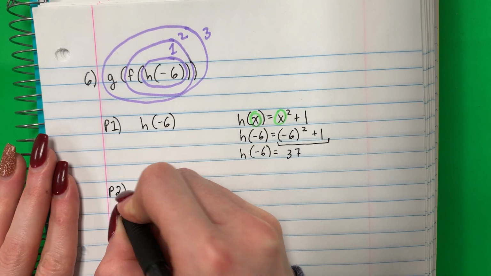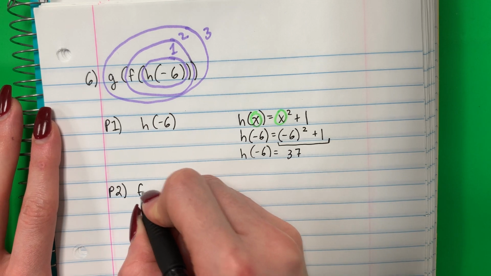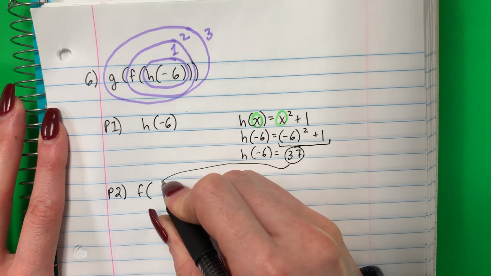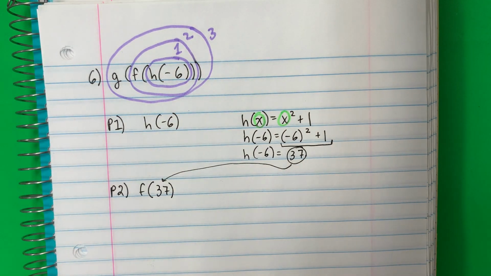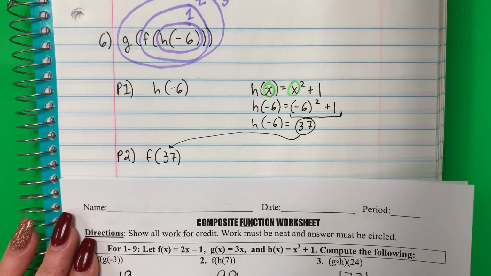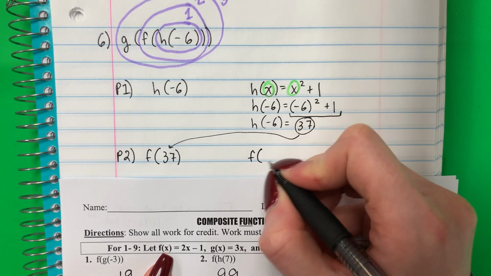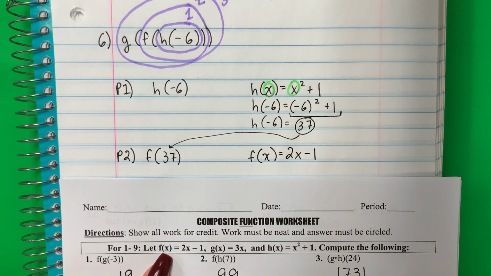Part 2. Part 2 is over here, the F, la F. So I'm going to do F of what number? ¿Cuál número? The answer, la respuesta. 37. Let's go ahead and find what is F. Vamos a encontrar la ecuación de F. The equation for F is right over here. F of x equals 2x minus 1.